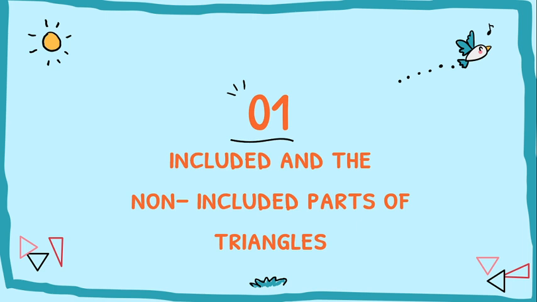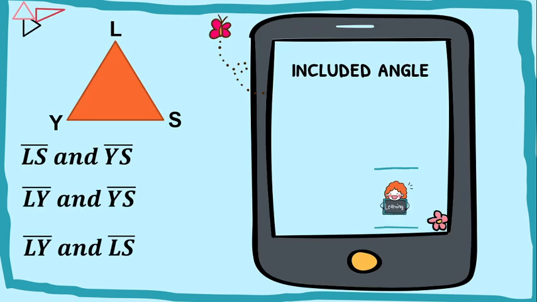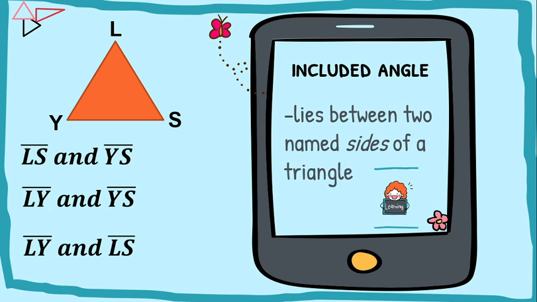Now, let's proceed to our lesson. For the first part, we're going to discuss the included and the non-included parts of triangles. Okay, what is included angle? Included angle lies between two named sides of a triangle. So, ito ay nasa gitna ng dalawang sides ng triangle.